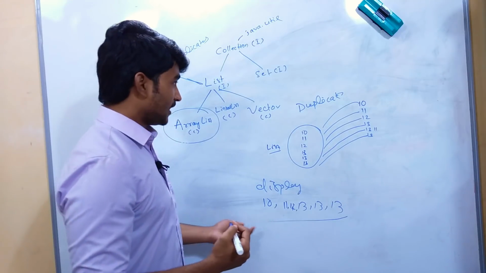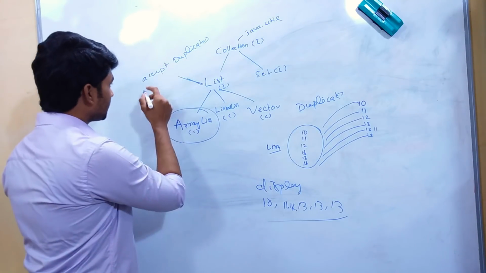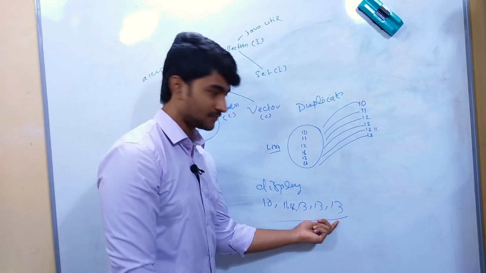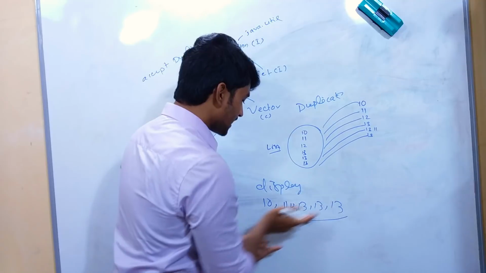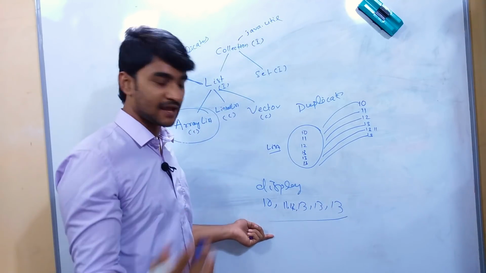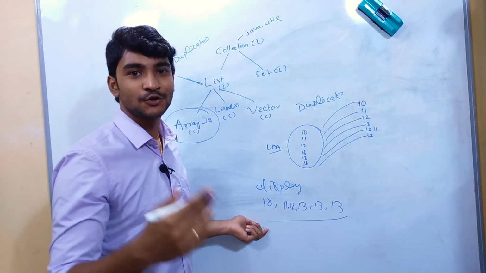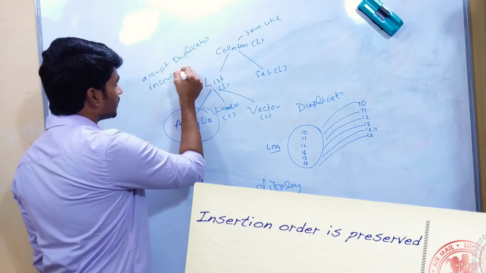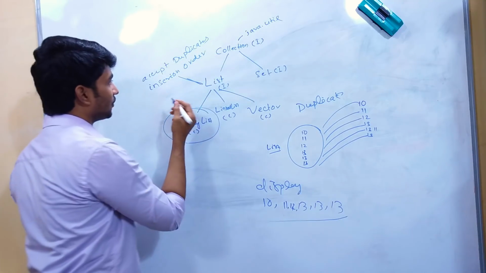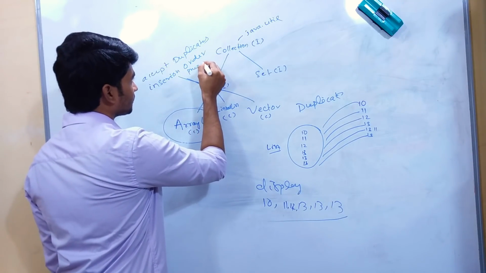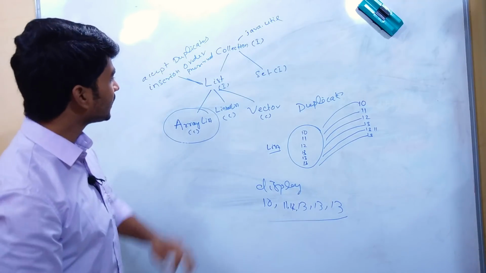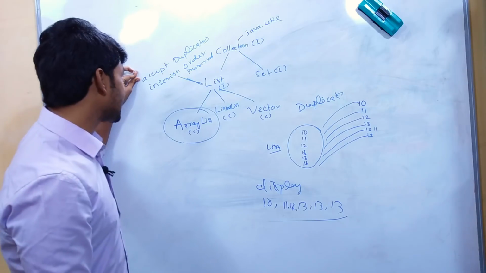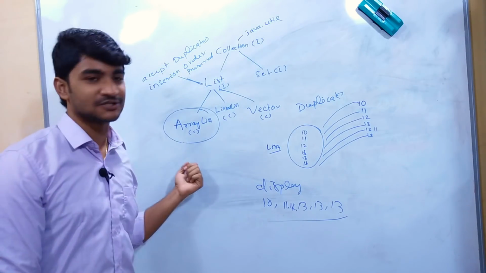All right. Okay, so duplicates are accepted here, and we call this insertion order. The insertion order is preserved. The way you are going to insert the elements, in the same way the list is going to display it to you, right? So we can say insertion order is preserved. Right now we got to know two functionalities of this list interface. First one is it accepts duplicates, and the second one is the insertion order is preserved, right?